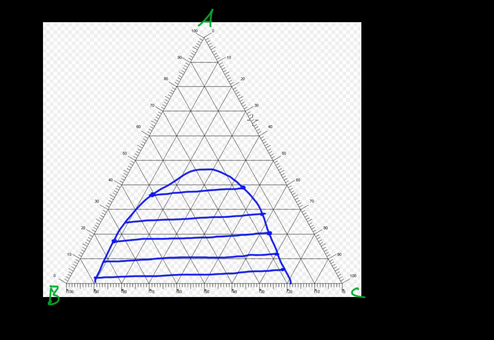So let's say we have a system that is made up of 40 kilograms of A, 60 kilograms of B. We're going to mix that with maybe 100 kilograms of C. So first, let's get our original mixture. We have 40 kilograms of A, so we go from 90 to 80 to 70 to 60 to 50 to 40. So that's the 40 kilograms of A.